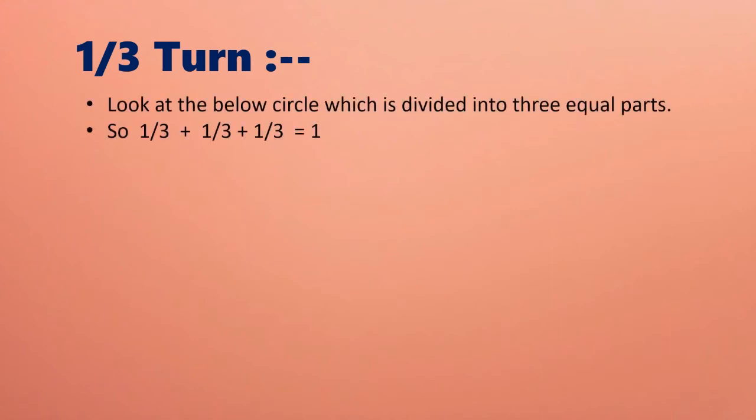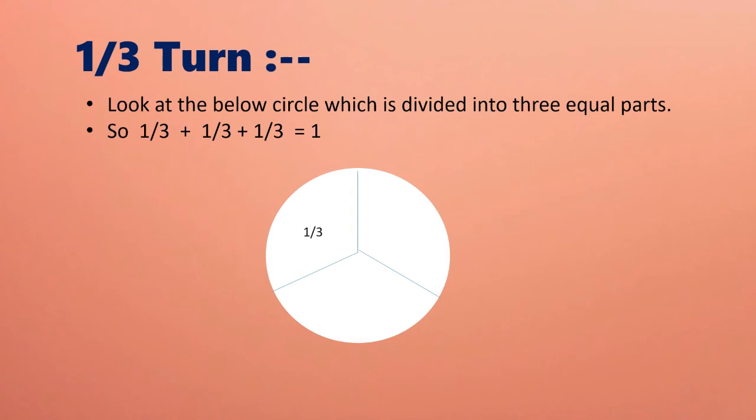In the same way, to know about 1 by 3 turn, look at the below circle which is divided into 3 equal parts. So 1 by 3 plus 1 by 3 plus 1 by 3 equals to 1. Take the circle, divide it into 3 equal parts. Now you can see 3 equal parts there. One part is 1 by 3 and second part is 1 by 3 and the third part is also 1 by 3.